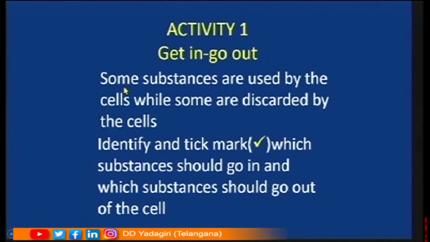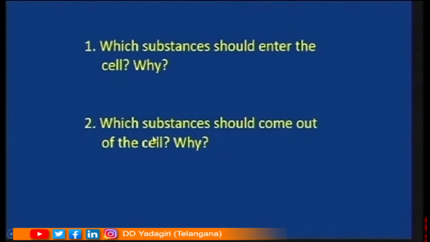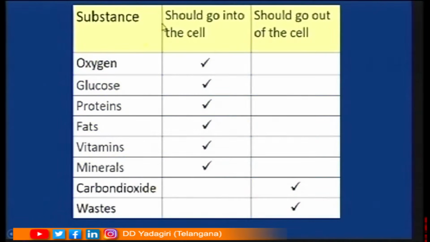Some substances are used by the cells while some are discarded by the cells. Identify and tick mark which substances should go in and which substances should go out of the cell. Which substances should enter the cell and why? Which substances should go out of the cell and why? Now let's see the table. Substance should go into the cell, should go out of the cell.